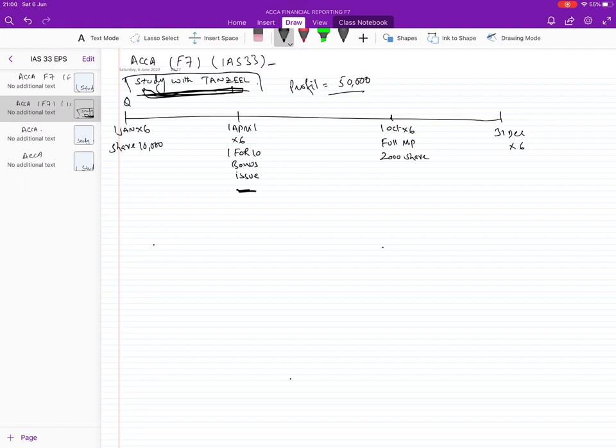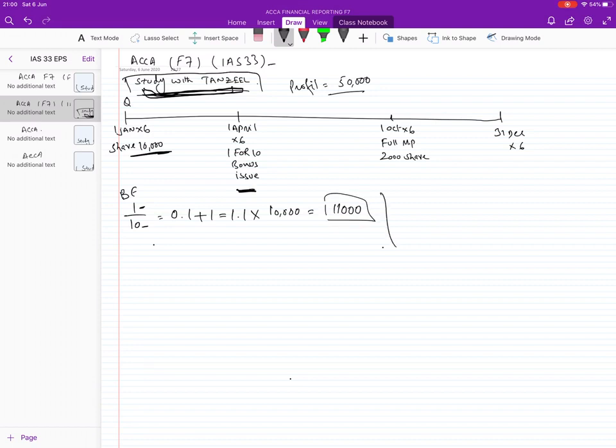So let's do it. The fraction is 1 for 10. It means whoever has 10 shares will get 1 for free, so you get 0.1. I already told you, just add 1 on top of it, so 1.1 is your bonus fraction, BF. If you multiply this with the number of shares you were having before, 10,000, you will have 11,000 shares after the bonus issue.